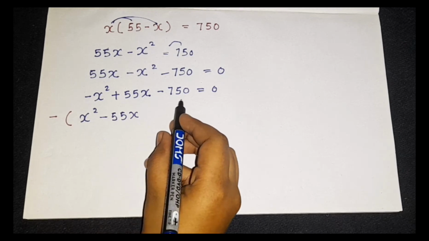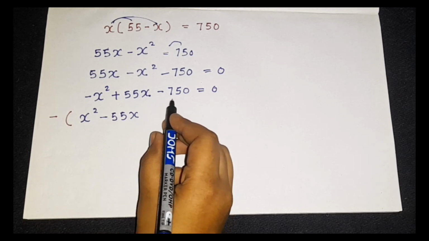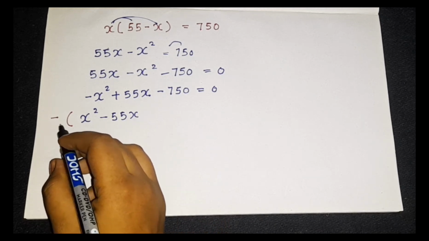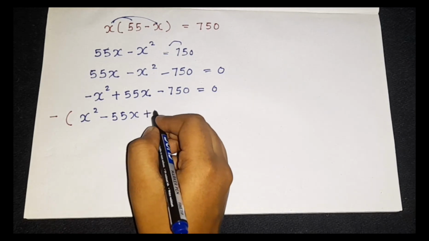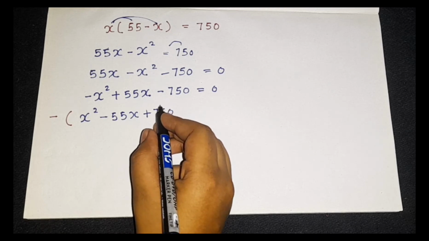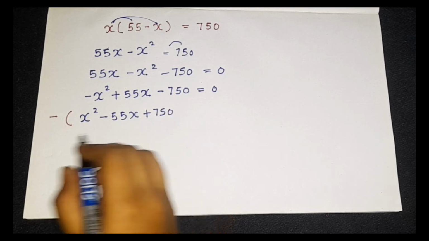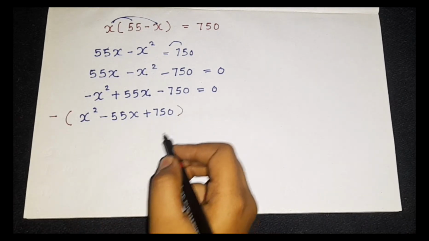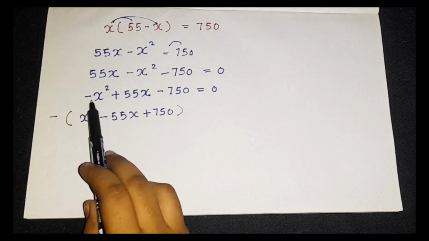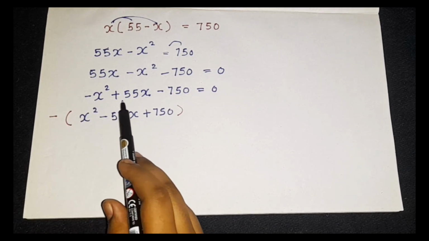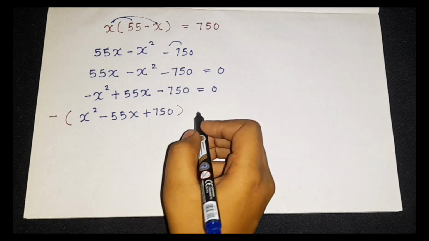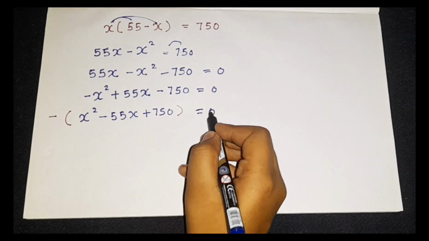Now we have minus 750, okay. We are supposed to get minus 750. For that we already have a minus sign right over here, so we are going to be writing plus 750. Why? Because minus into plus is minus. We are supposed to multiply the signs, and we got the above values. So here minus into plus is minus x square, minus into minus is plus 55x, and minus into plus is minus 750, and then is equal to 0.